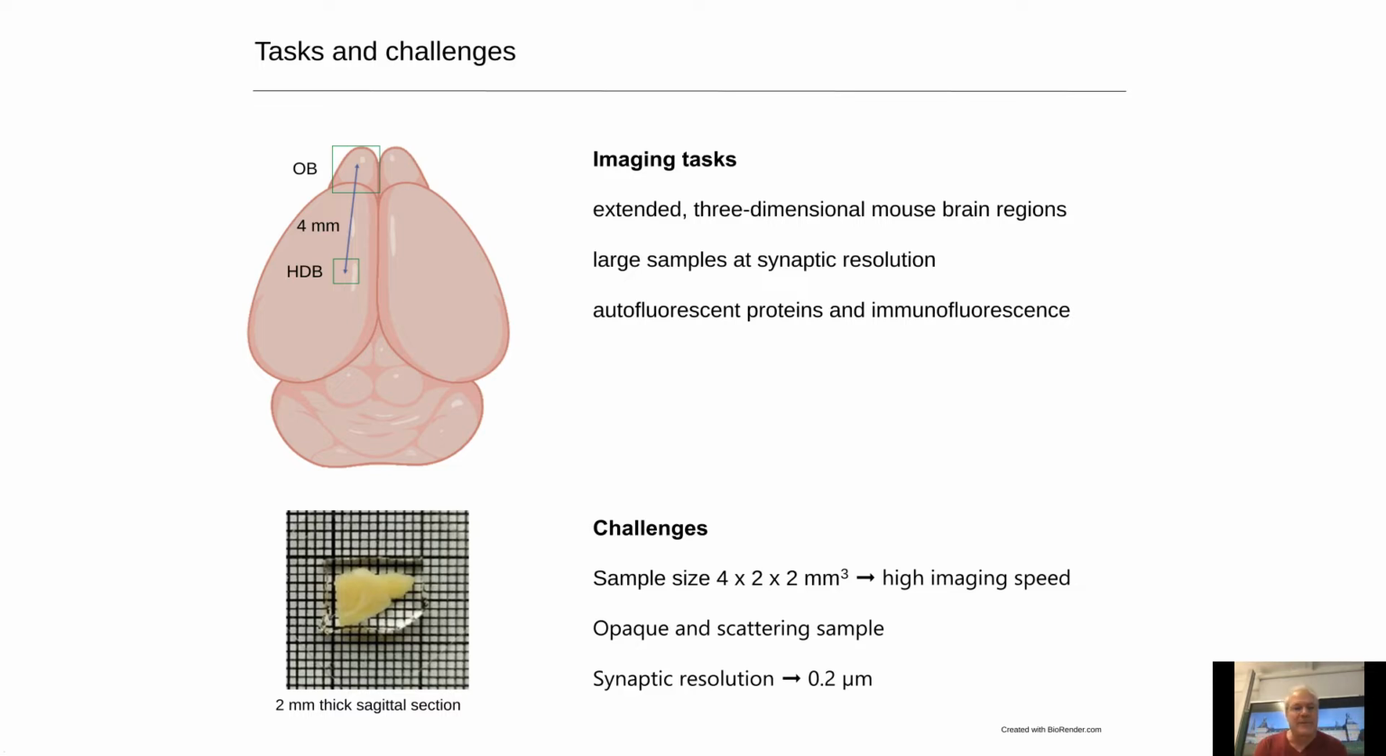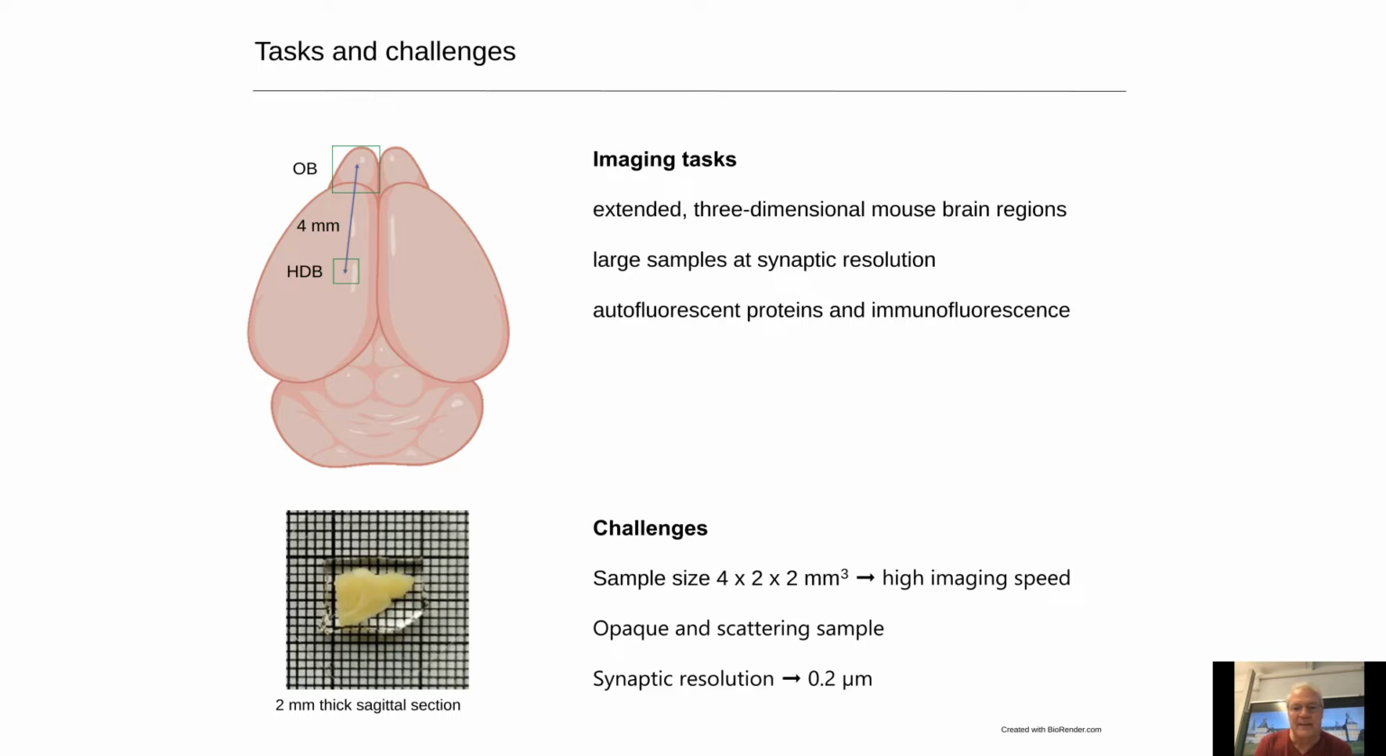Yeah, so what are the tasks and challenges that we face when we want to do such studies? As Martin mentioned, the most important point is that we need to image extended three-dimensional regions in the mouse brain. And secondly, we don't want only to image extended regions, but at a very high resolution, at synaptic resolution, in order to make out the details of the connections.